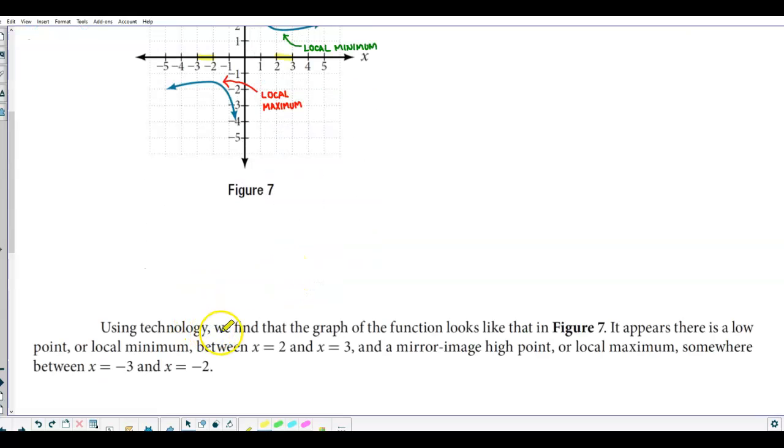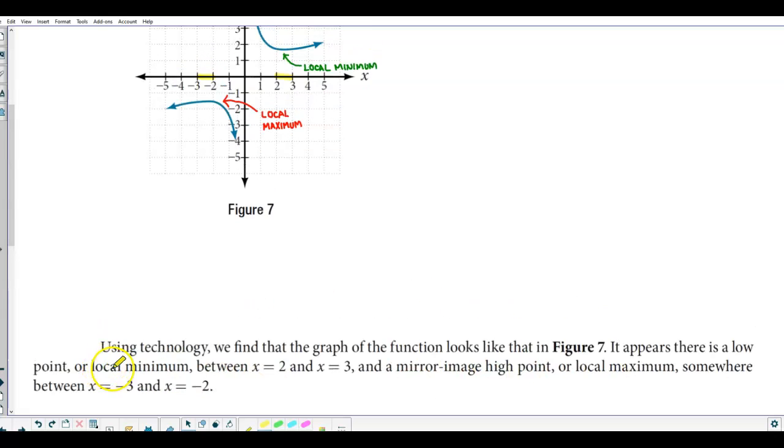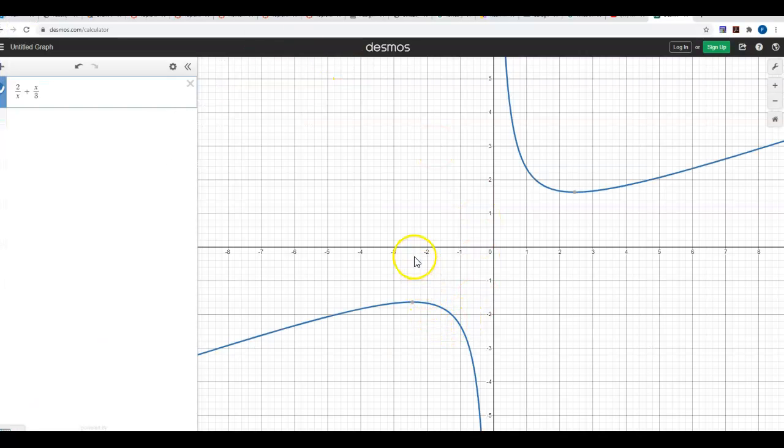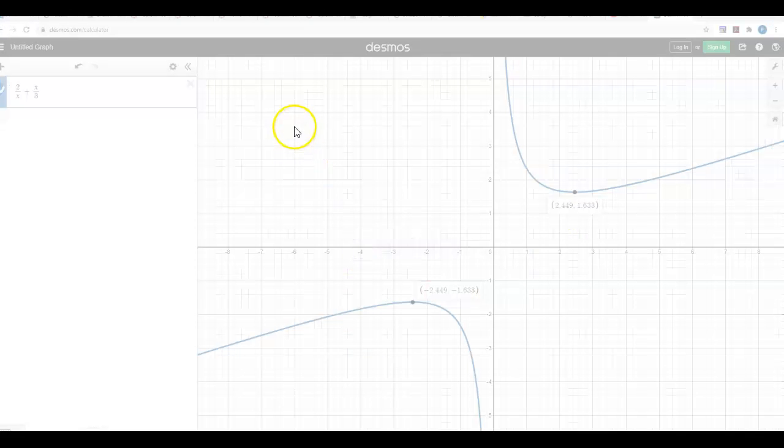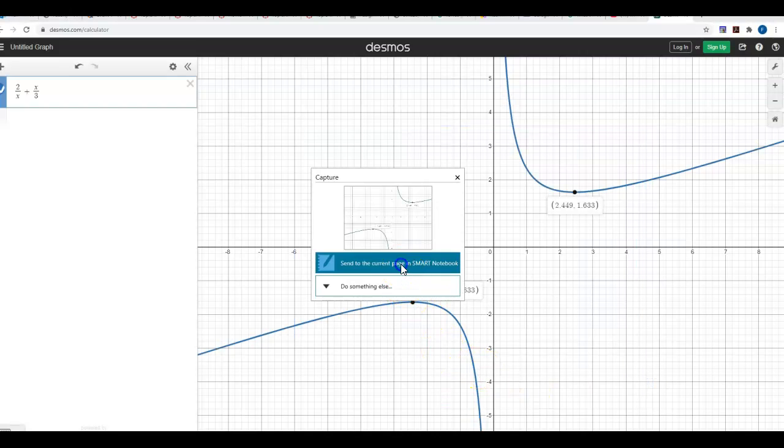Now, we used technology to graph the function. It appears, again, that there is a low point or local minimum between x equals 2 and x equals 3, and a mirror image high point or local maximum somewhere between -3 and -2. Now let's go back to the graph. Now we can actually pinpoint where that value is. So I'm going to click on that point here, and click on that point here, and I'm going to copy this into our data.